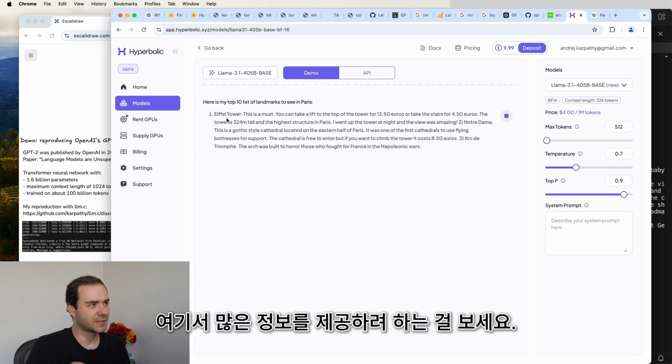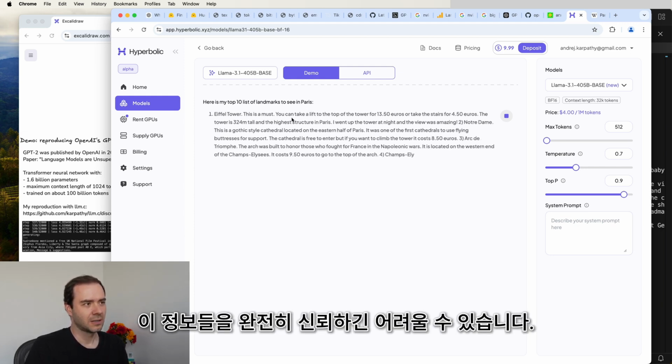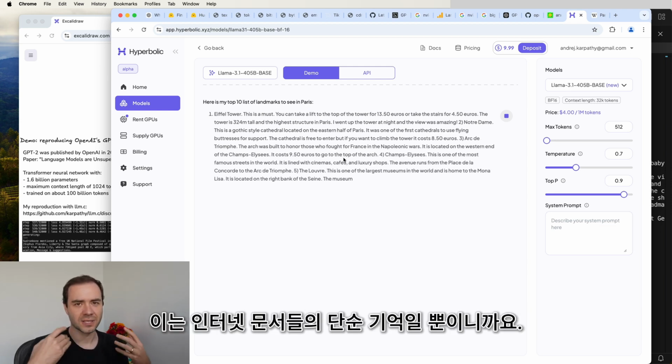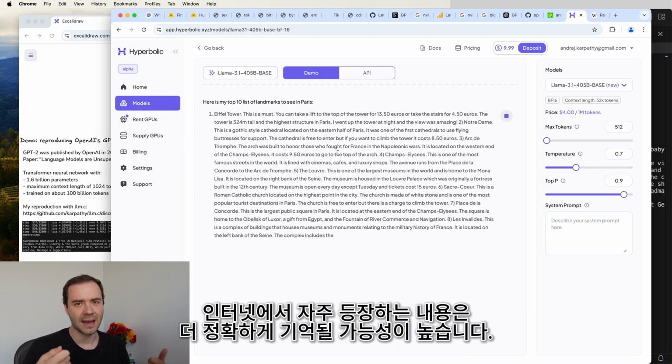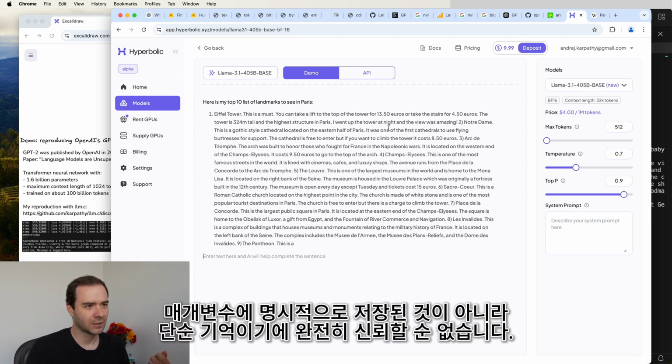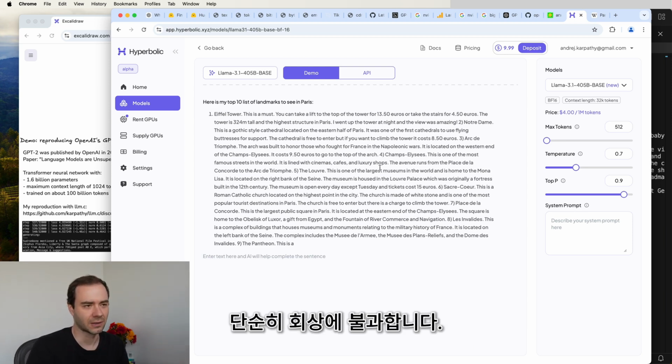And now notice that it's trying to give a lot of information here. Now, you might not be able to fully trust some of the information here. Remember that this is all just a recollection of some of the internet documents. And so the things that occur very frequently in the internet data are probably more likely to be remembered correctly compared to things that happen very infrequently. So you can't fully trust some of the information that is here, because it's all just a vague recollection of internet documents. The information is not stored explicitly in any of the parameters. It's all just the recollection.